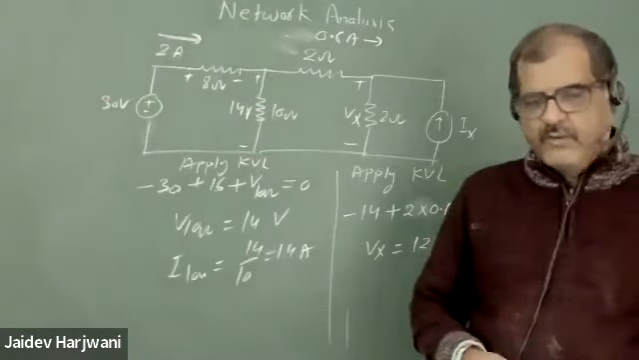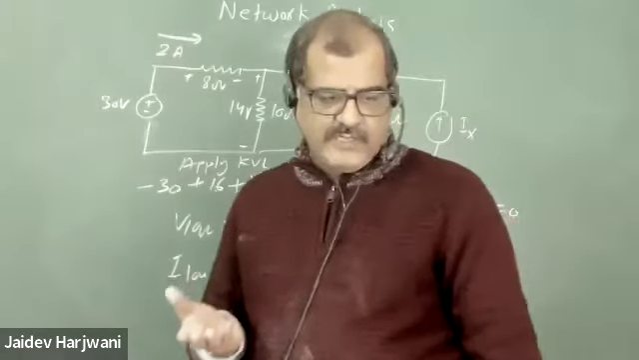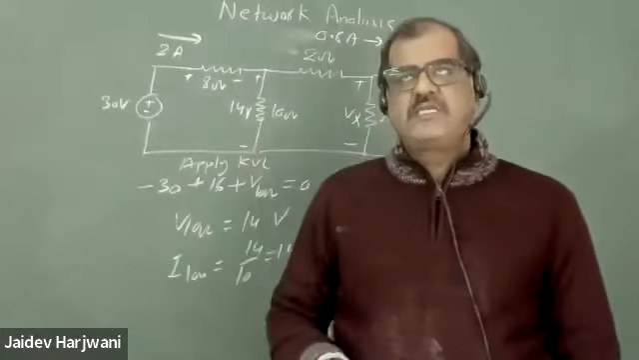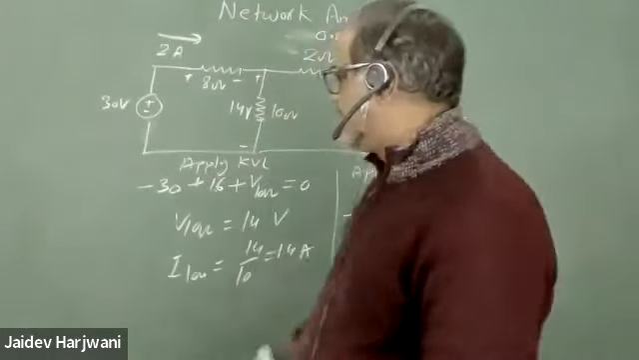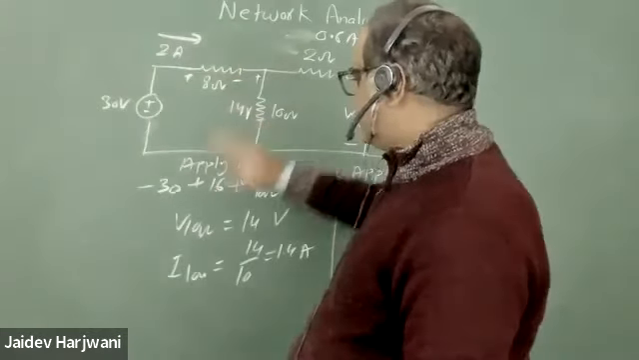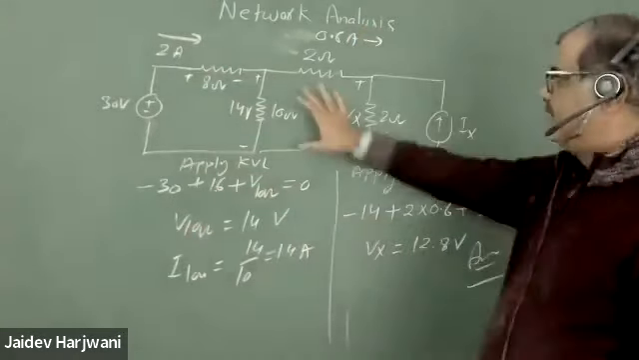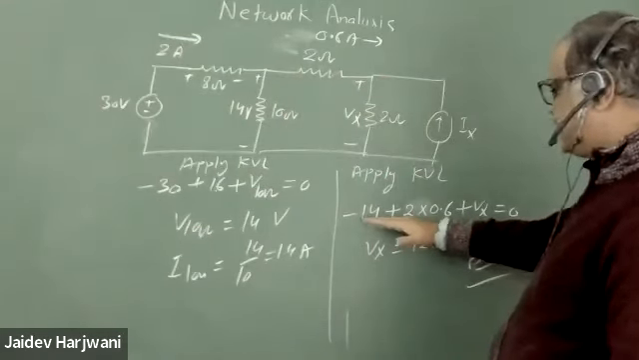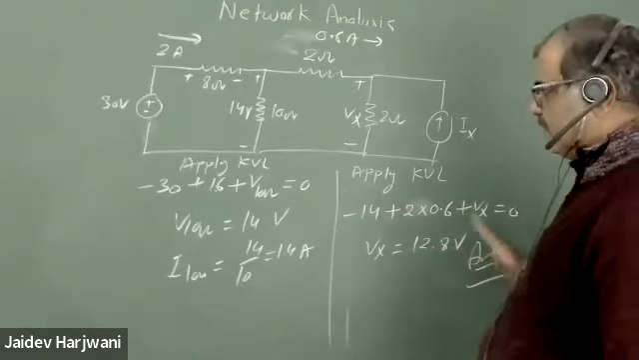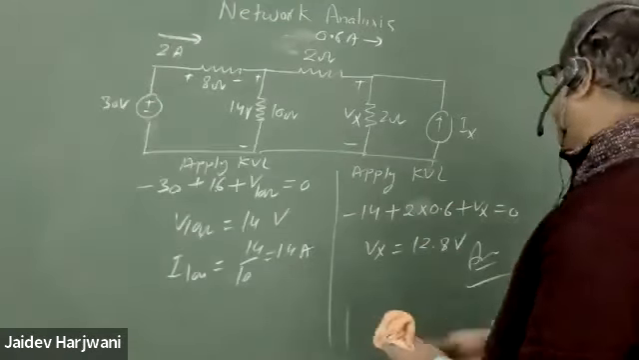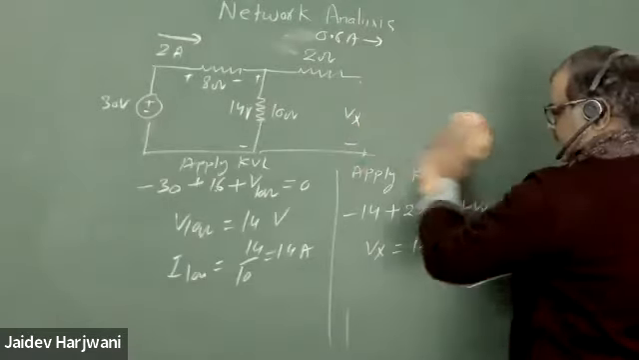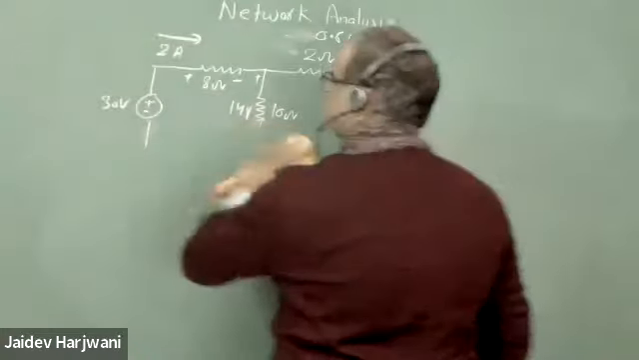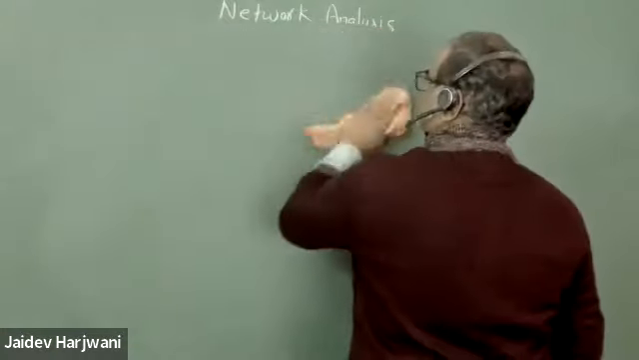So the final conclusion: you have to decide polarities, and then you have to write KVL, the algebraic sum of voltages across the loop is 0. So this is voltage rise, voltage drop, 0. Similarly here, this is voltage rise, voltage drop. The sum of voltage rises equals the sum of voltage drops, and you can apply KVL and solve.